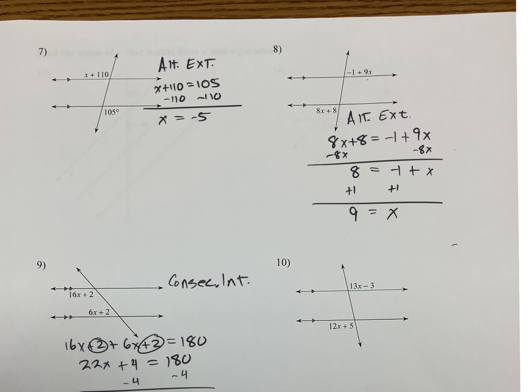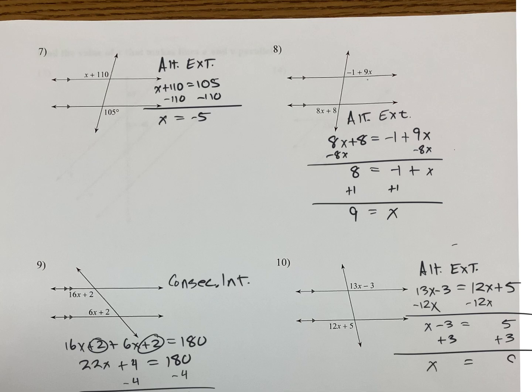Again, these are alternating and they're on the outside of the parallel lines, so it's alternate exterior angles. Alternate exterior angles are equal. So 13x minus 3 is equal to 12x plus 5. I'm going to go ahead and move my x's to the left because that's going to give me a positive x. Keep everything in nice, neat form. So x's are on the left, now the numbers go on the right. And you're done. Unless they ask for the degree.